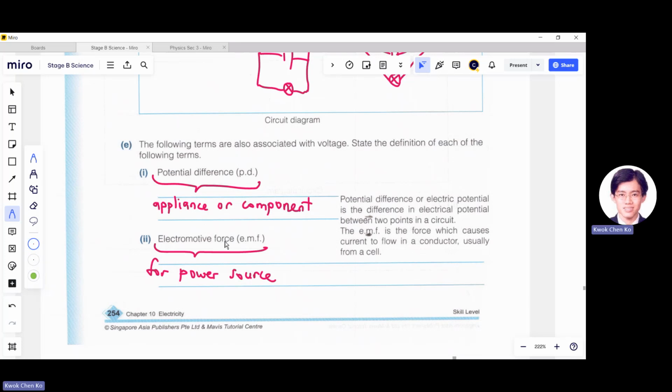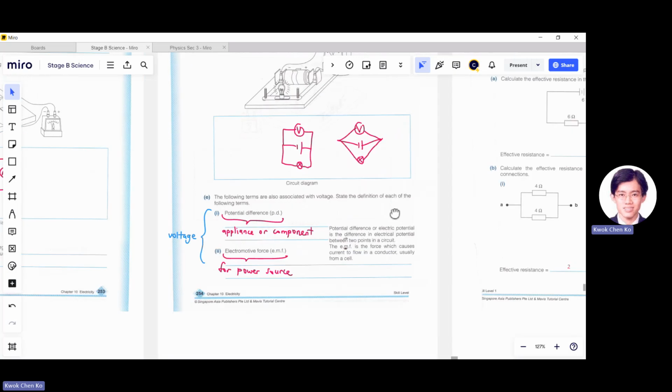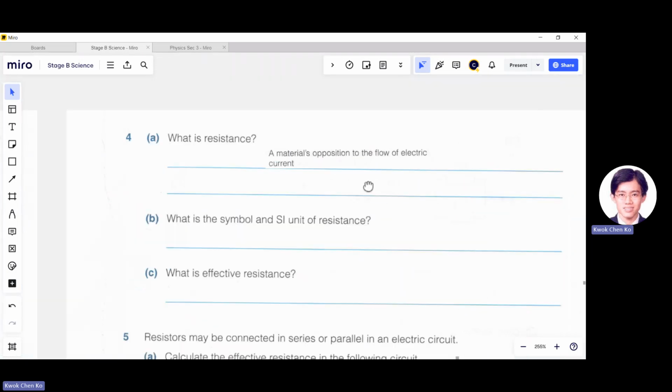But if you want to be very casual about that, both of them can be called voltage. The voltage of a battery, voltage of an appliance, voltage of a lamp. Why do they ask what is the difference between voltage and potential difference? You said that voltage is a general term, whereas potential difference only applies to a component or appliance. Okay, let's go to the next one.